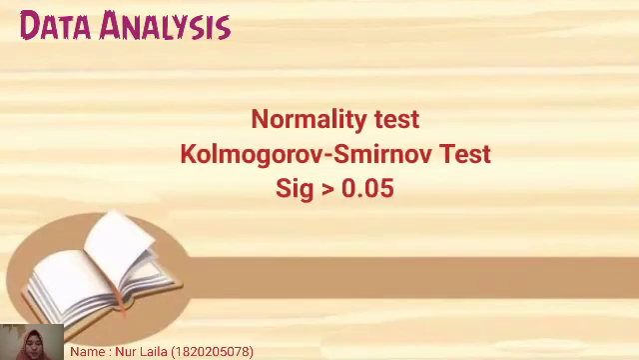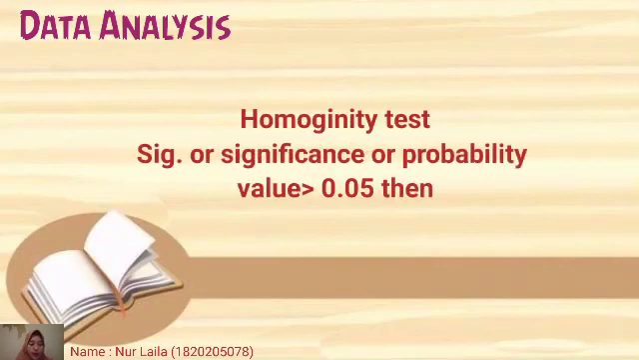To test the normality of data, the one-sample Kolmogorov-Smirnov test can be used, and the significance has to be more than 0.05. So it means the data distribution is normal. The homogeneity test is used to test whether the t-test data model is homogeneous or not. If the significance or probability value is more than 0.05, then the data are of the same variance, or homogeneous.